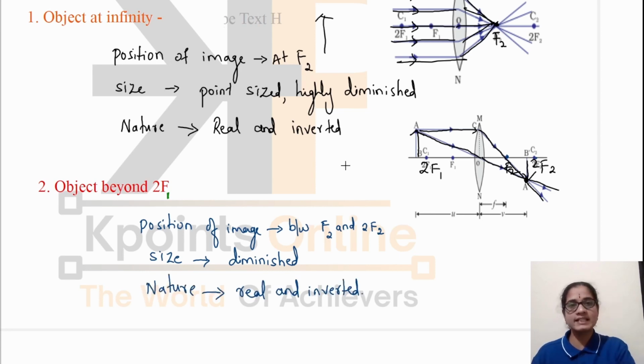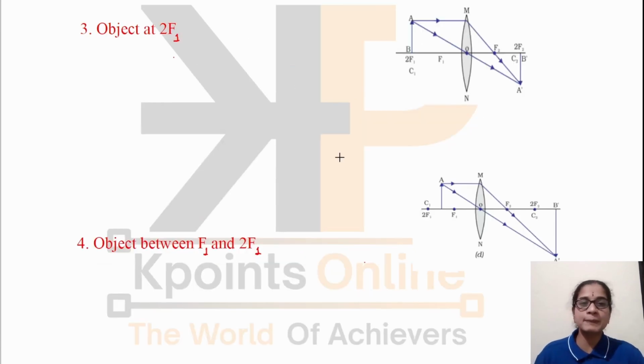Yes. Now let's see when the object is placed at 2F1. This is 2F1. Again, we are considering here two rays. One is the parallel ray of light falling on the lens. After refraction, this will pass through the principal focus, that is the second principal focus. Another ray which is passing through the optical center will go undeviated. And this is where the two rays are meeting here. Here is the image formed.